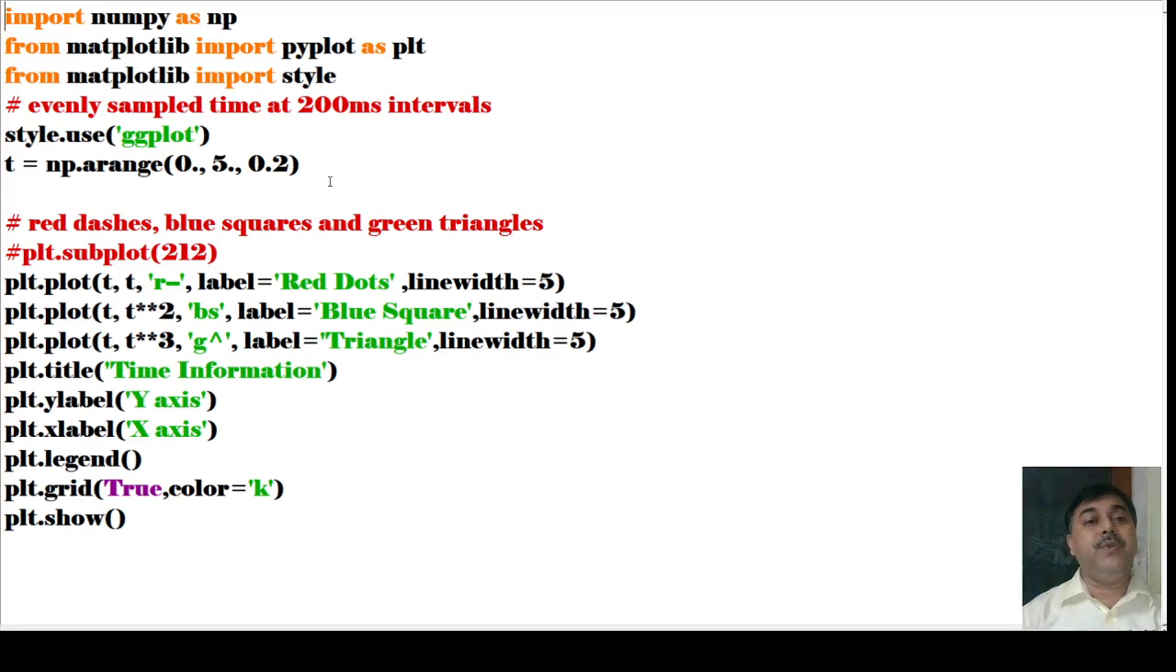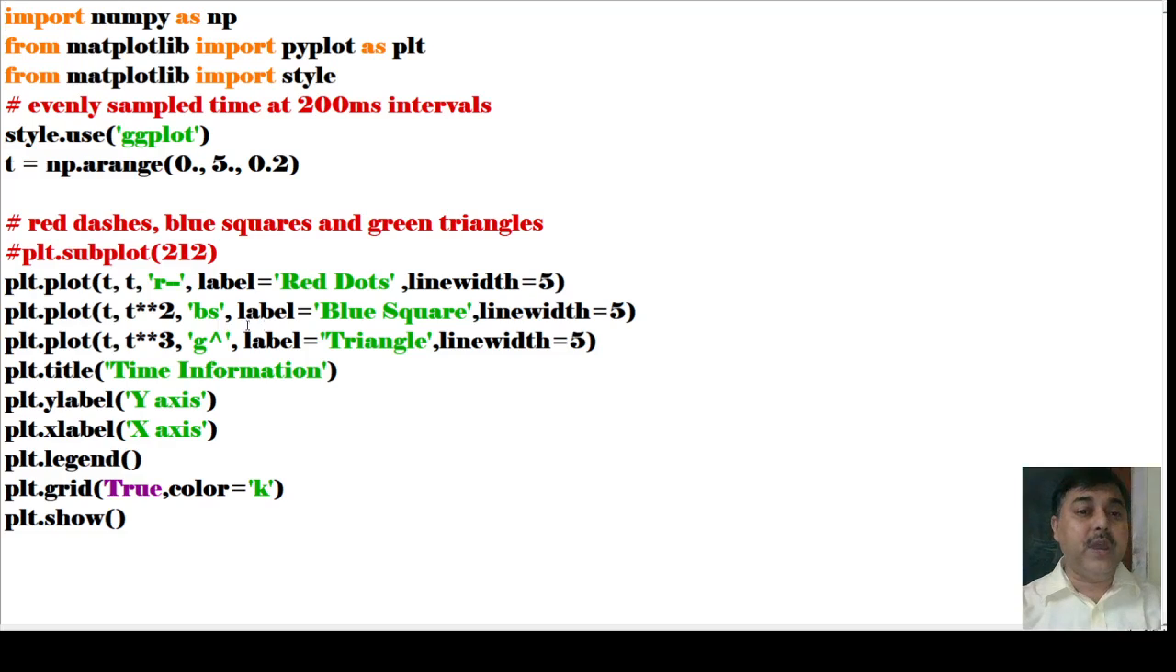Now I need to give a red dash, blue squares and green triangles. How am I calling it here? You see, plt dot plot t comma t, that means t has been taken twice. How it varies depends on Python itself. See, r dash means red dash, with label red dot, and line width 5. Next, after that plot, t into 2, that means the value of t multiplied twice, bs.